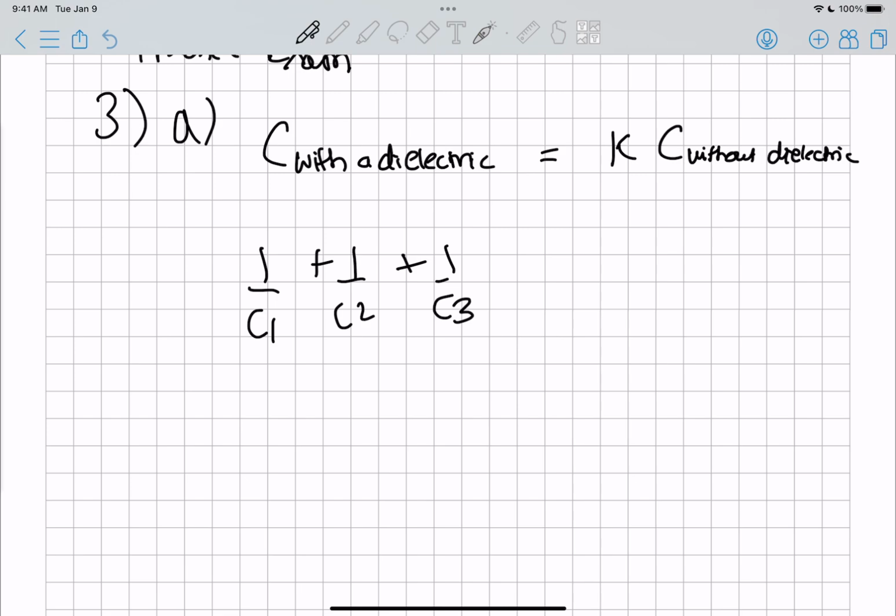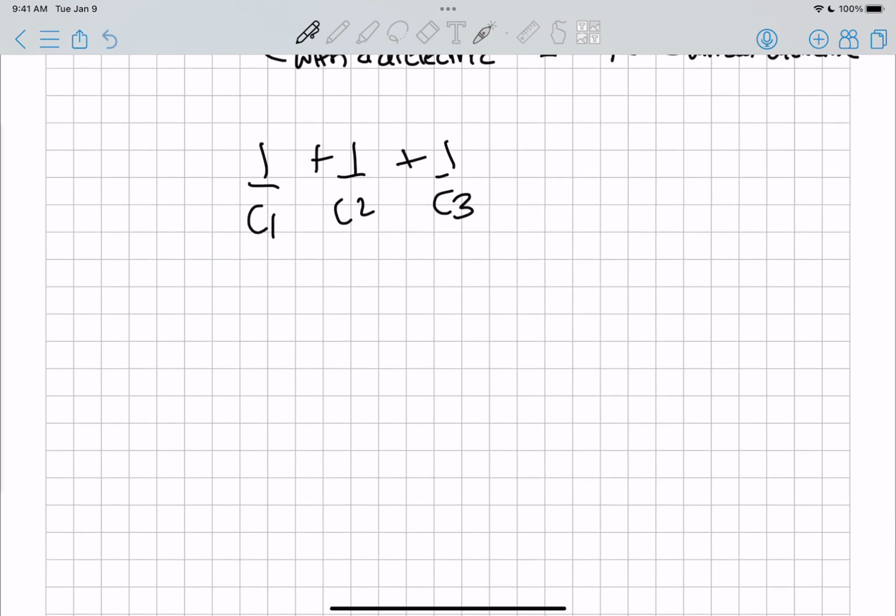So let's say all these capacitors are the same value, right? They're all like 2 farads. So 1 over 2 plus 1 over 2 plus 1 over 2, right? Let's say 2 farads is the capacitance of each capacitor without a dielectric. So this would give you what? 1.5, right? Actually, I want to do something that's a little bit easier to work with.